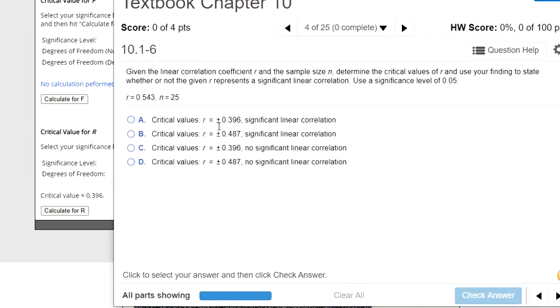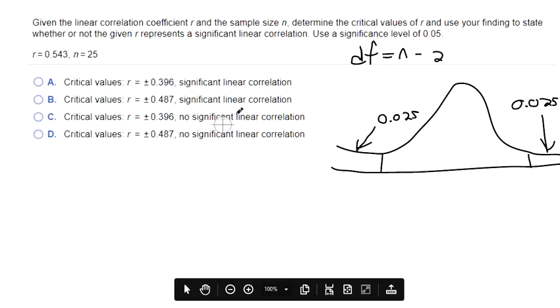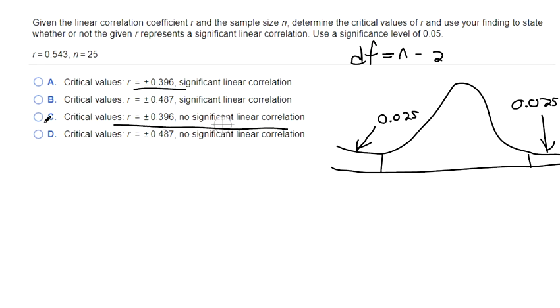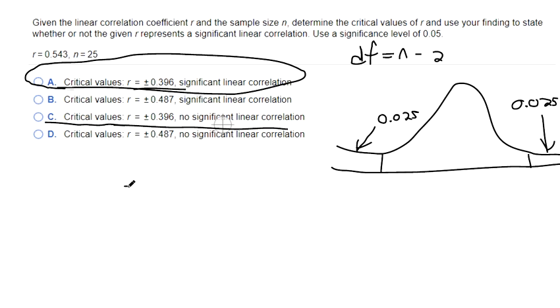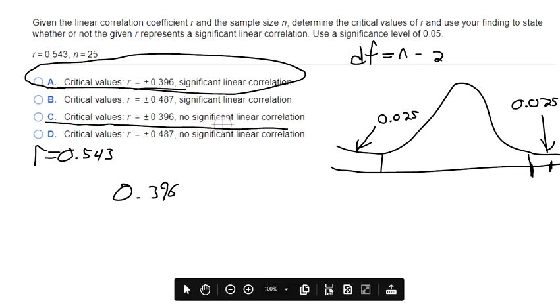Almost ready to answer the question. There we go. Critical value is 0.396, so it's one of these two. Is it significant? We are going to circle this one, yes, it's significant. Our test statistic, r equals 0.543, is bigger than the critical value. So we're over here, and this is the critical value cutoff. We're beyond it. We have significant evidence. It does look like there's a positive correlation. So yes, there is a significant linear correlation.